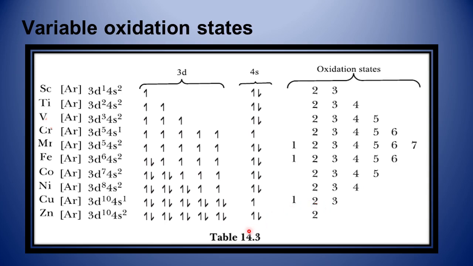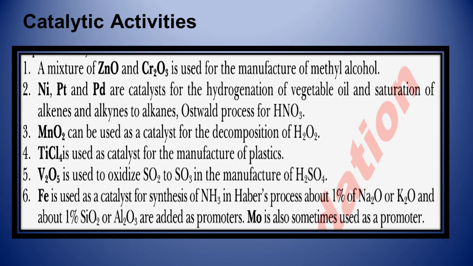Students, as we know, transition elements are used as catalysts as they show catalytic activities. Here are a few examples in which transition elements and their compounds are used as catalysts. A mixture of zinc oxide and chromium oxide is used for the manufacture of methyl alcohol. Nickel, platinum and palladium are catalysts for hydrogenation of vegetable oil, and saturation of alkenes and alkynes into alkanes.